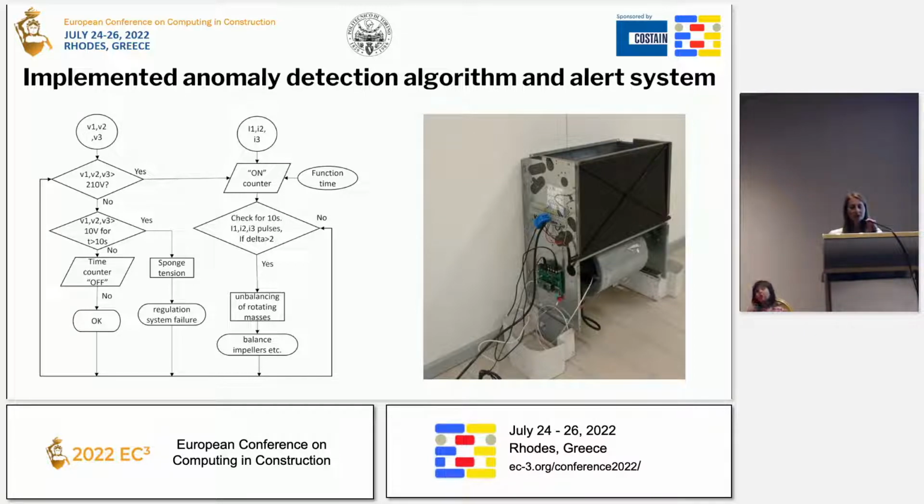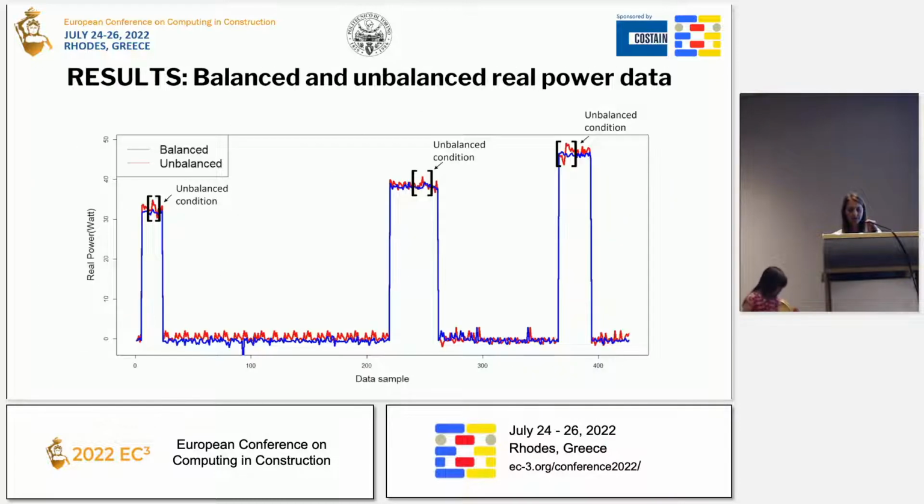In the proposed anomaly detection system, electric power must be monitored in the first 10 seconds when the voltage exceeds 200 volts. To illustrate the system's reliability, the following experiments were carried out.